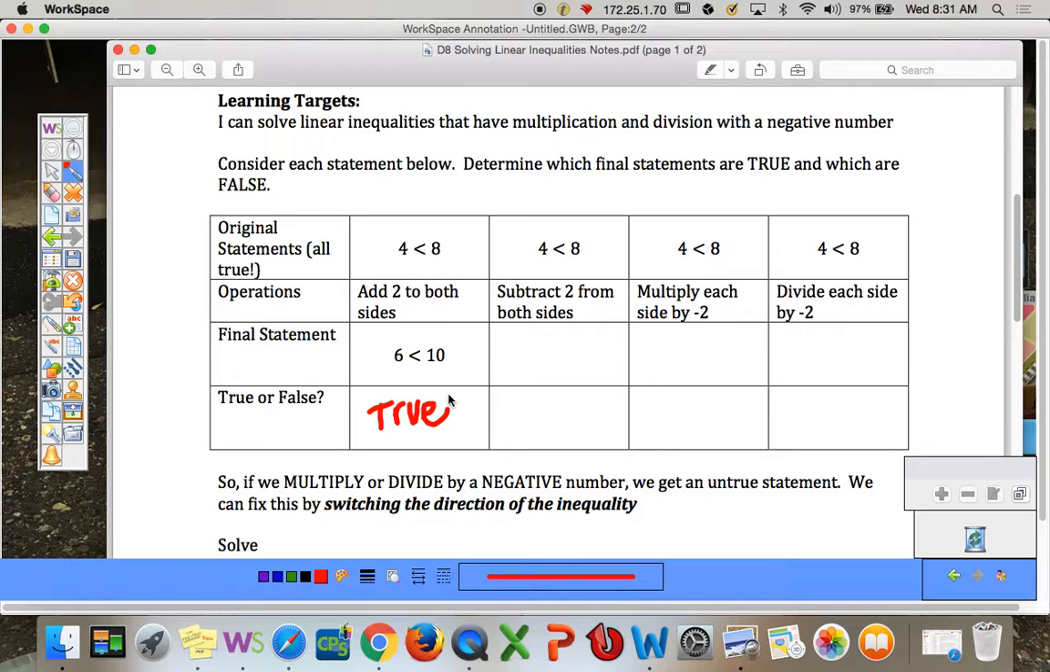Let's try the next one. So again, we start with 4 is less than 8. We're going to subtract 2 from both sides. 4 minus 2 is 2. 8 minus 2 is 6. Is 2 less than 6? That is true.